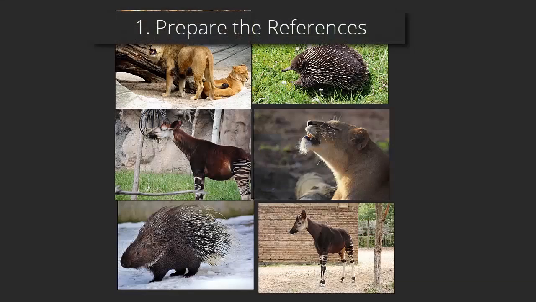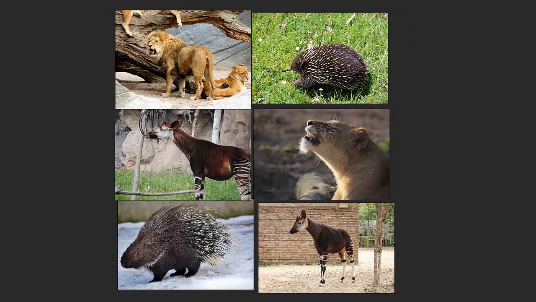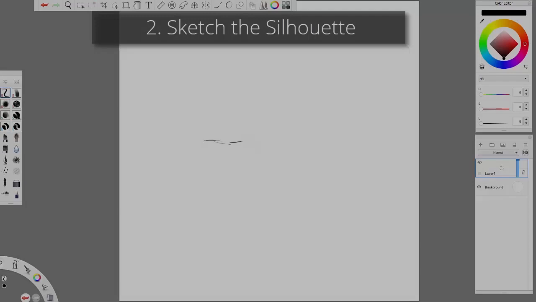To make my creatures believable, I incorporate elements of real animals into their design. I do this by keeping a set of photo references next to me while drawing. For this concept, I prepared photos of lions, okapis, porcupine, and echidna. I want to use the pose of the lion and the colors of the okapi. I found these photos on Pixabay.